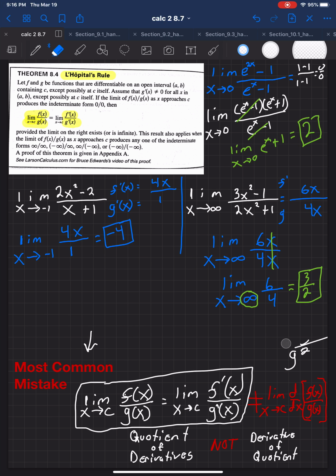I shouldn't use statements like that, but that is the most common mistake. You're not going to use that quotient rule.